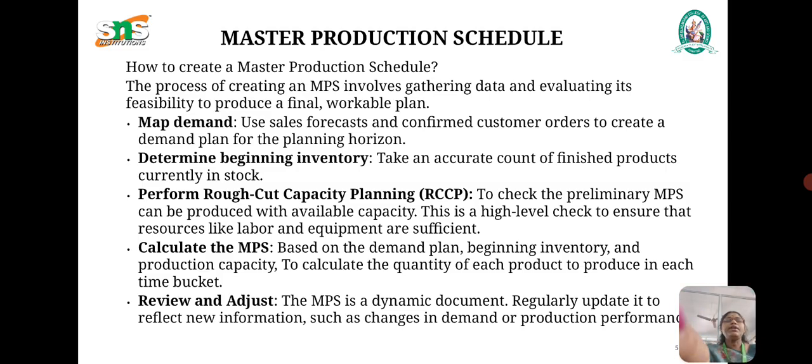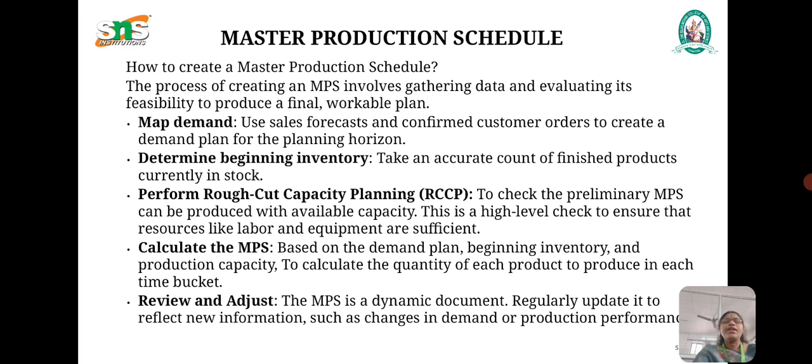Then how to create a master production schedule, we have to bear certain things in mind before creating it. We have to map the demand, we have to determine the beginning inventory, and then we have to perform a rough cut capacity plan. Capacity planning is a very separate topic, where exclusively we can deal with the capacity planning of any machinery of any organization and so on. And calculate the master production schedule, which depends upon the demand plan, beginning inventory, and production capacity, and we can very well define the quantity of each product to produce in each time span.